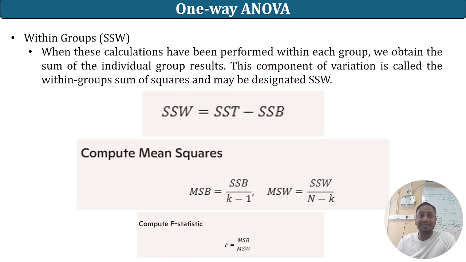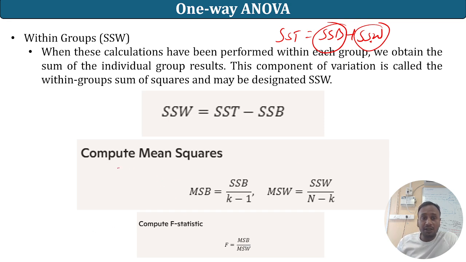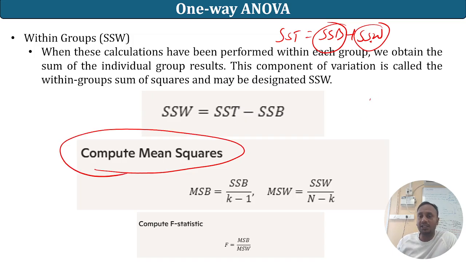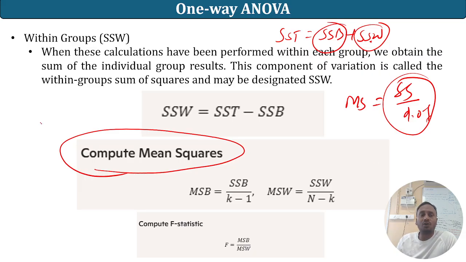Then we have the SSW, within the group. So we have the formula SST equals SSB plus SSW, where this one is within and this one is SSB. After that, we have to compute the mean square. Mean square is the sum of squares divided by the degrees of freedom. Okay, so K is the number of groups.